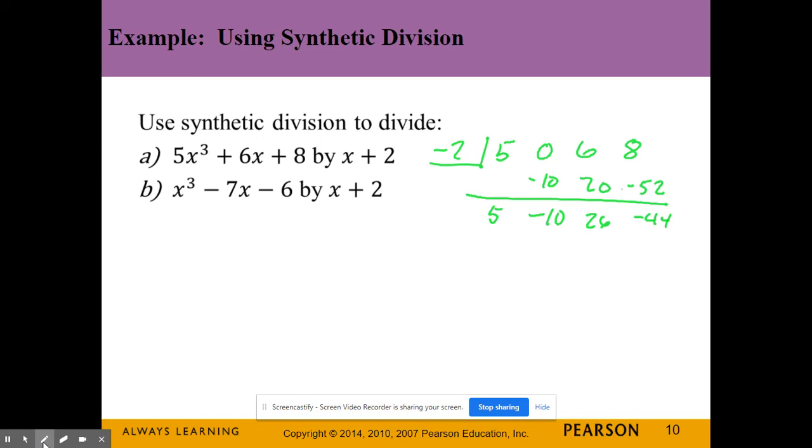And then you just put it all back together. That's the remainder. Almost think about it right to left. The remainder is negative 44. Then 26 is your constant. Then negative 10 is the coefficient of your linear term. And then 5 is the coefficient of your quadratic term.